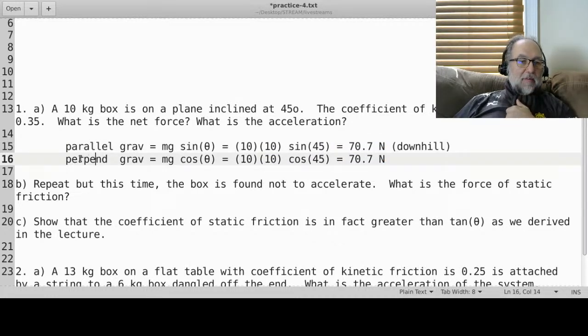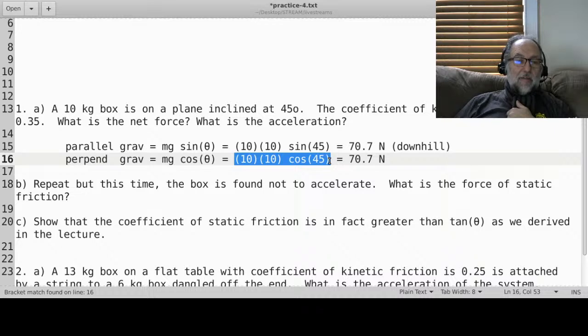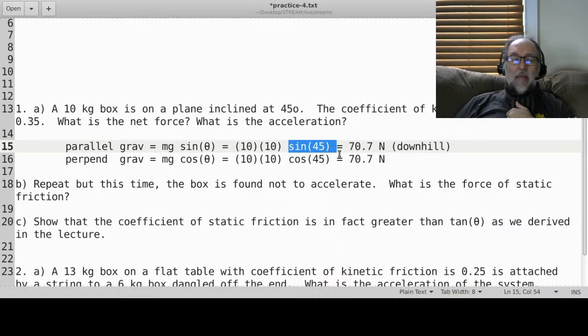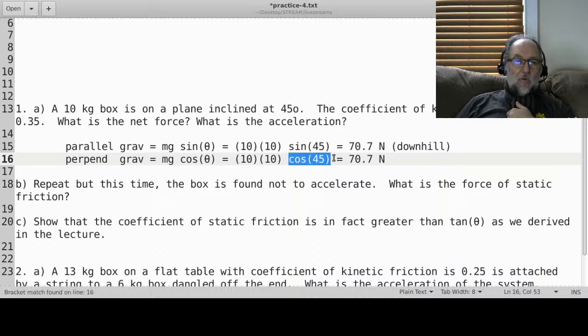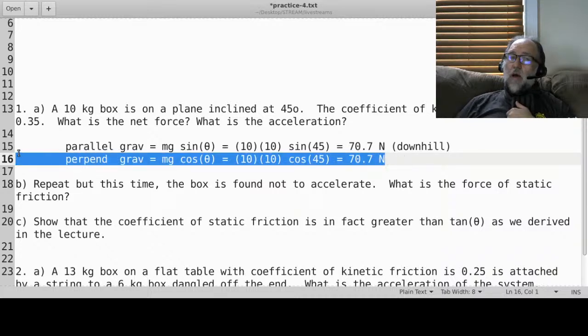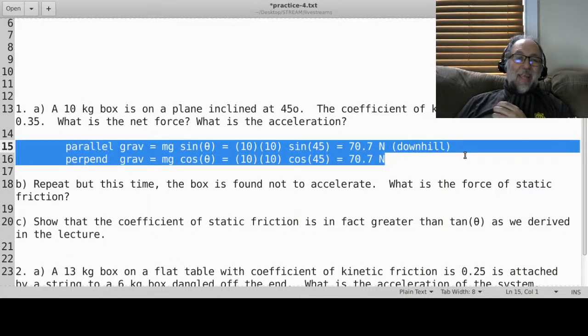Now, the perpendicular component of the gravitational force is mg cosine theta. M is 10, g is 10 as well, and cosine of 45 degrees. It turns out that cosine of 45 degrees is exactly equal to sine of 45 degrees, 0.707 and some extra decimals after that. So 0.707 multiplied by 100 gives you 70.7. It just turns out, because it's 45 degrees, that the parallel and the perpendicular components are equal here.